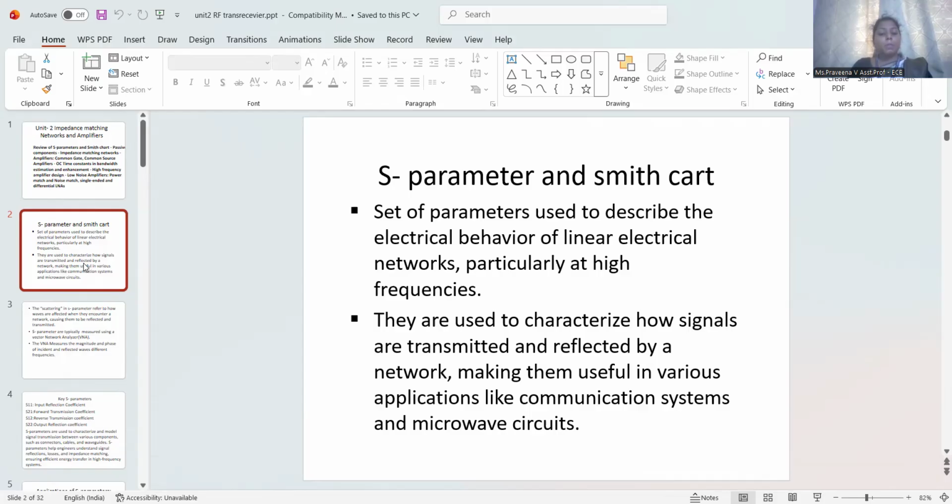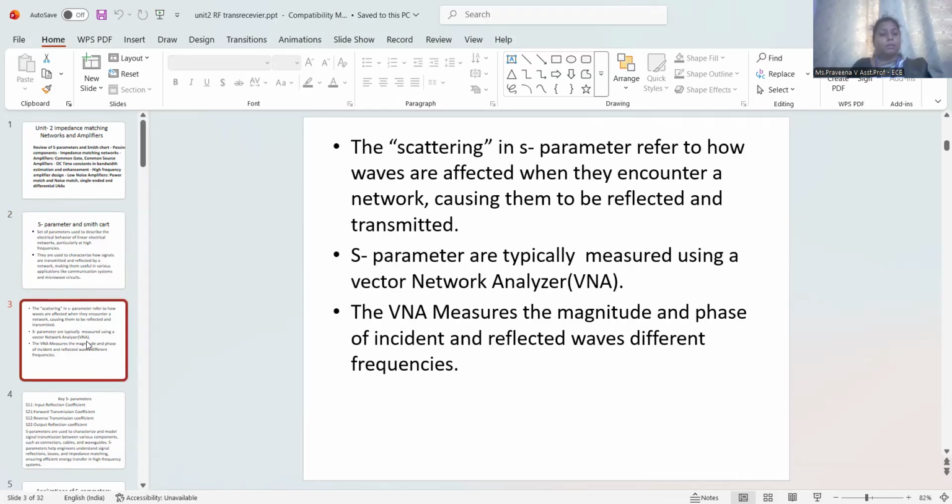Thus, these S parameters are fundamental tools for understanding and designing high frequency electronic circuits. Okay. Then the scattering parameter, that is, the S parameter, refers to how waves are affected when they encounter a network. If a signal enters the network, part of the signal will be reflected back towards the source, while the remaining portion will be transmitted through the network and reach the receiver. The S parameters quantify these reflection and transmission characteristics.